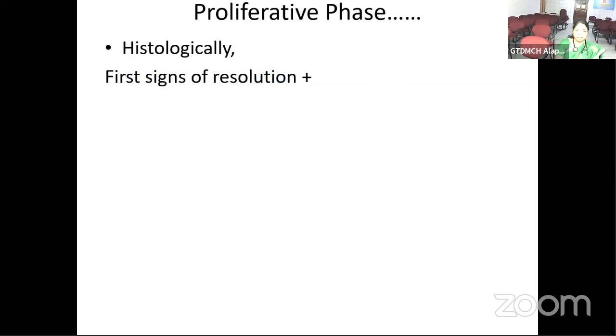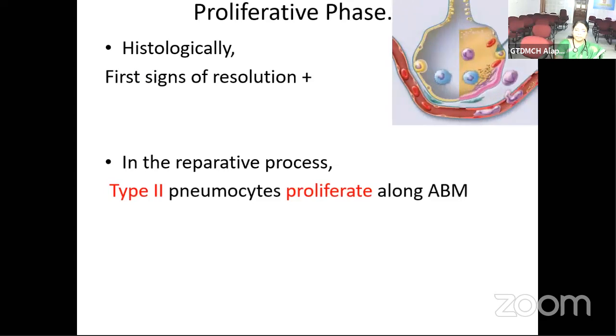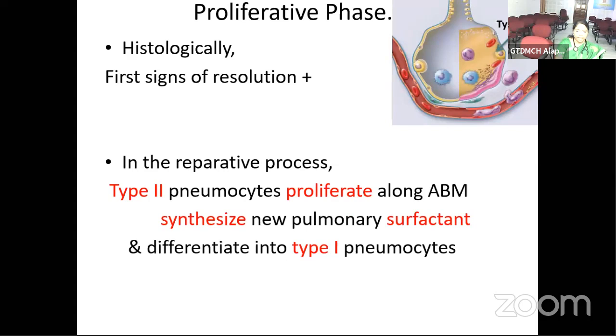Histologically, the proliferative phase shows the first signs of resolution. What proliferates in the proliferative phase? Something should proliferate, no? So type 2 pneumocytes will proliferate along the alveolar basement membrane. And this is the type 2 pneumocytes I told you. And these type 2 pneumocytes will synthesize new pulmonary surfactant.